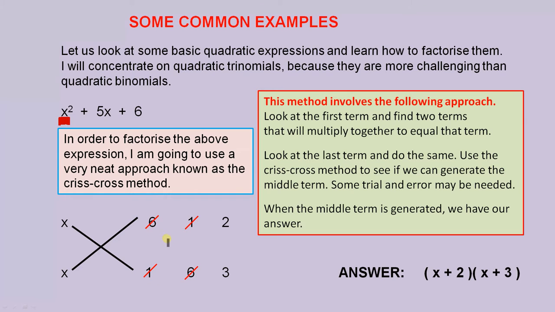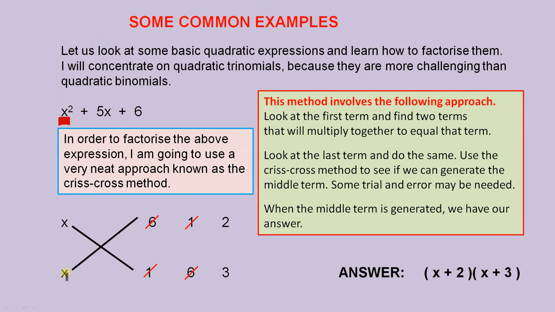Now we have to ask ourselves the question, are 6 and 1 the two numbers that we want? Well, this is how we test it. We use the crisscross method to see if we can generate the middle term. Some trial and error may be needed. Now this is what I mean.